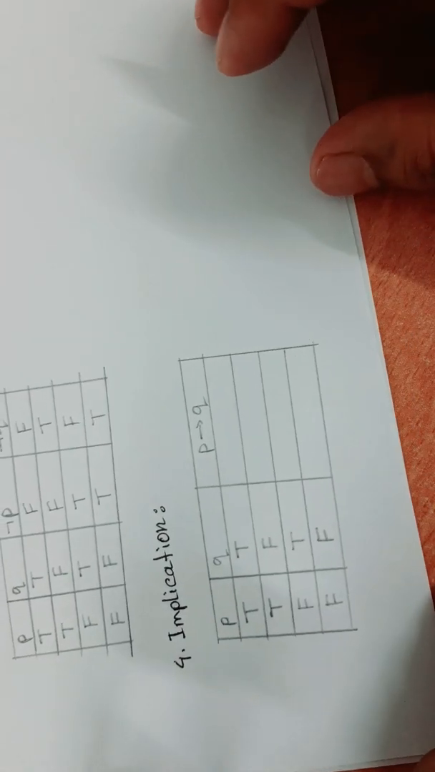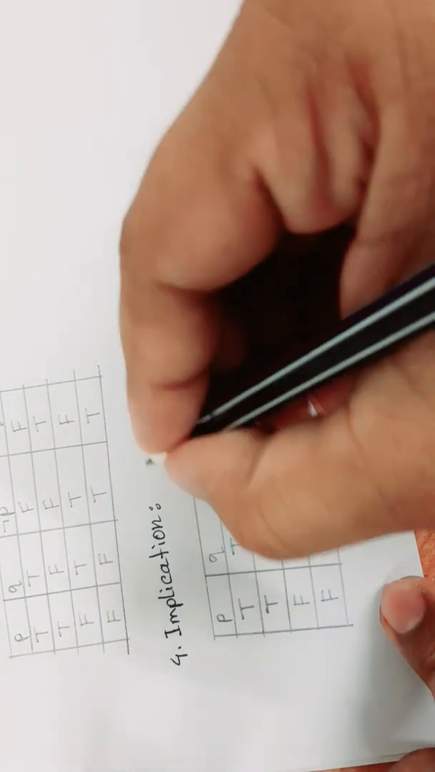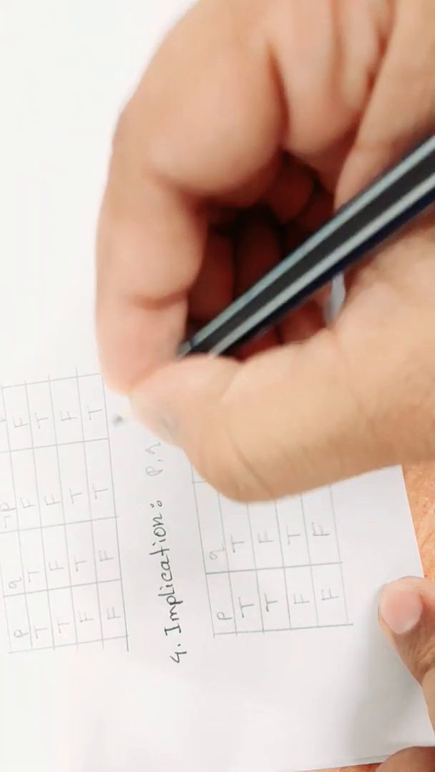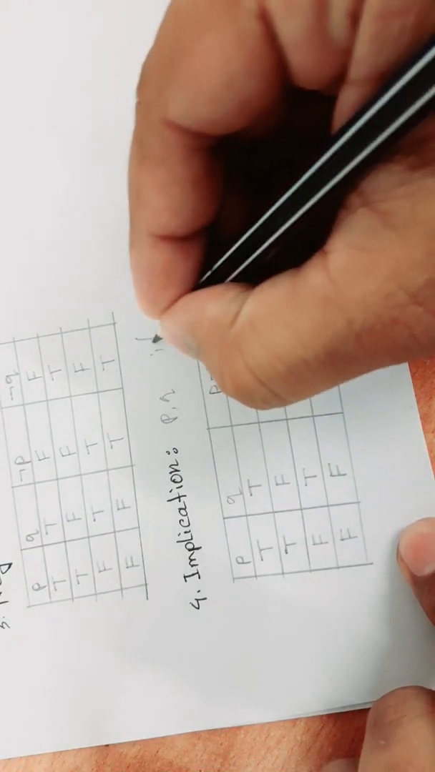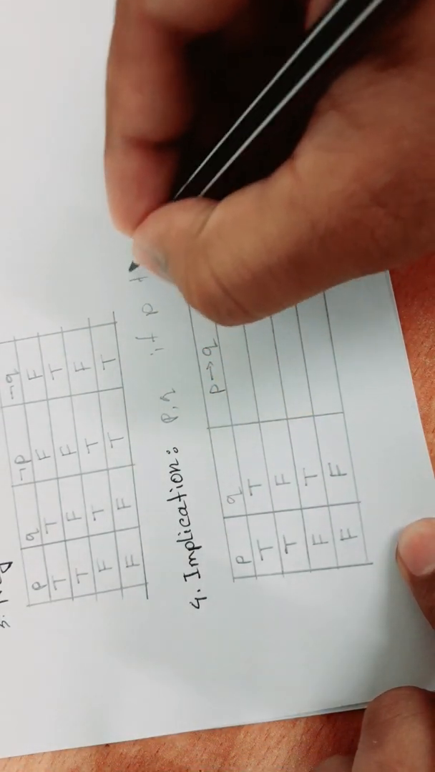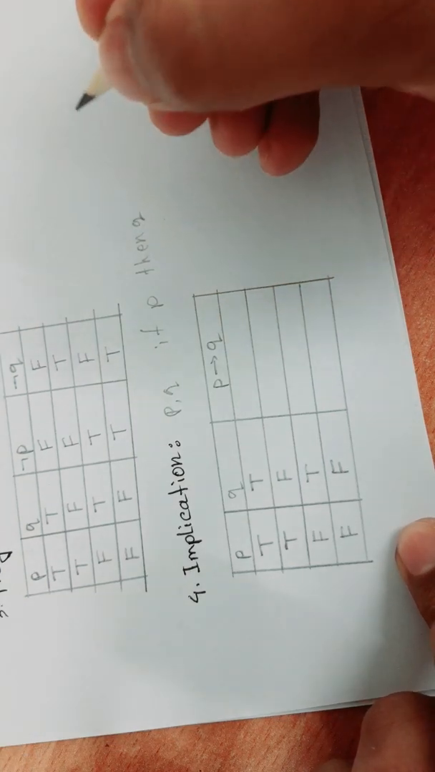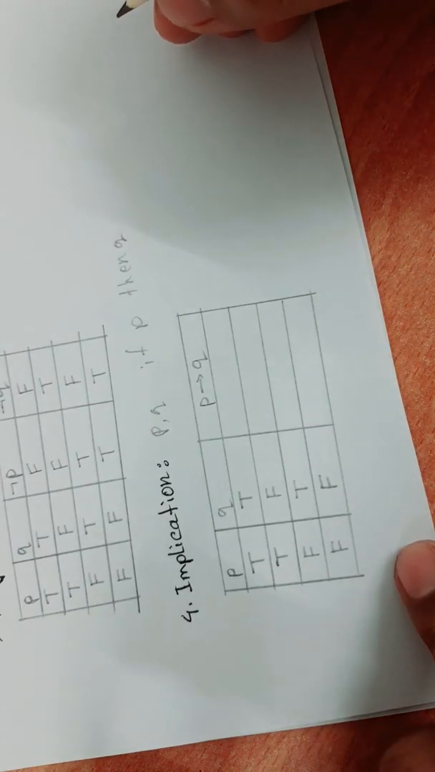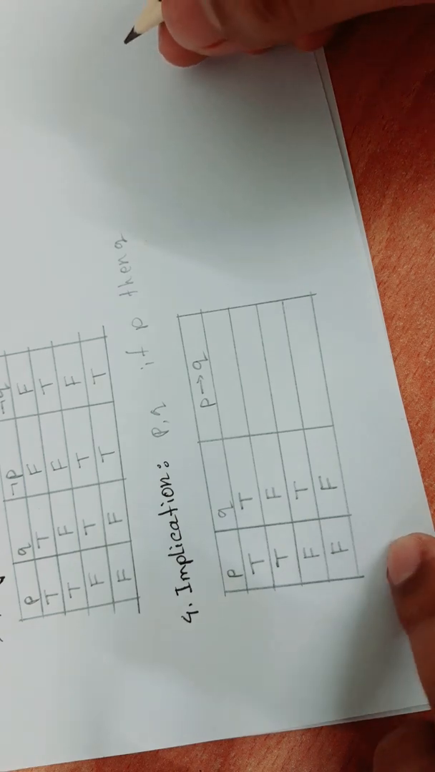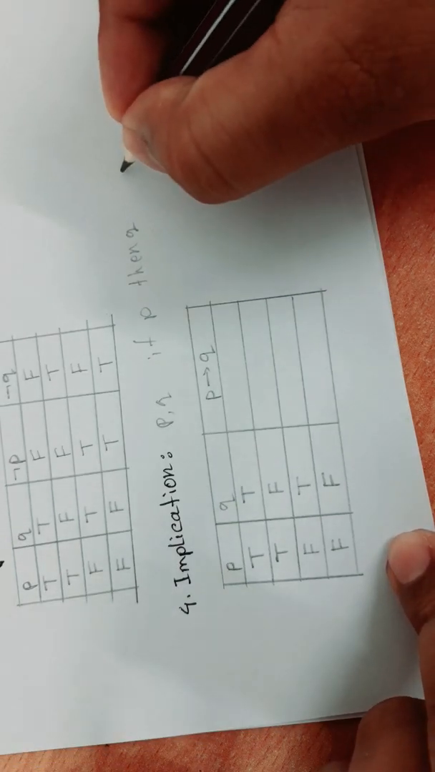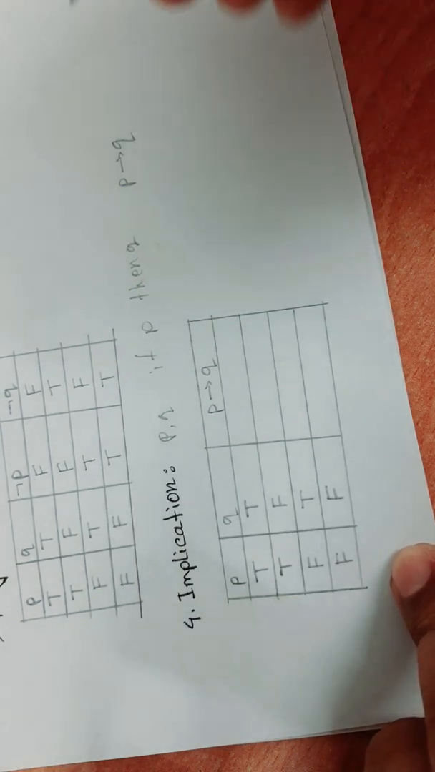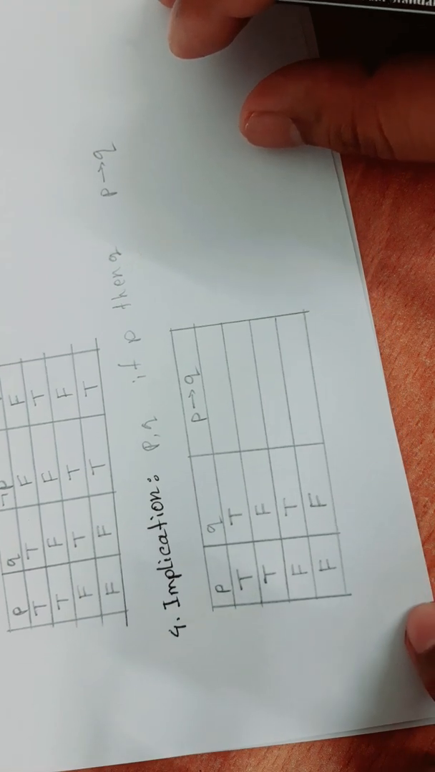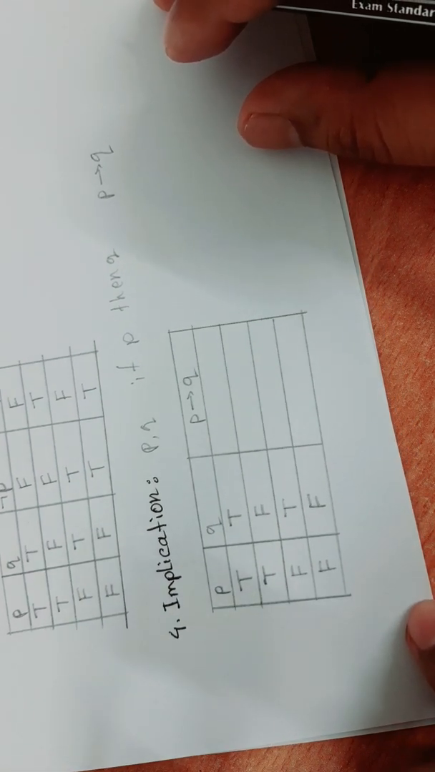And implication. For any propositions P and Q, the statement if P then Q is called an implication, and it is denoted by P → Q. If P and Q both are false, the implication is true.